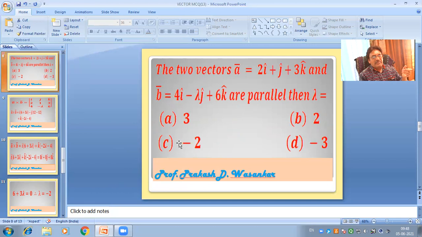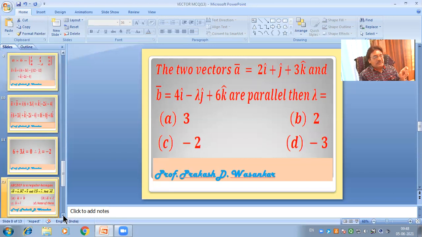Here lambda is equal to minus 2. That is C is the correct option. That is, if the given vectors A bar and B bar are parallel, then we find the value of lambda by using the cross product of these two vectors equal to 0. So C is the correct option. Next problem.